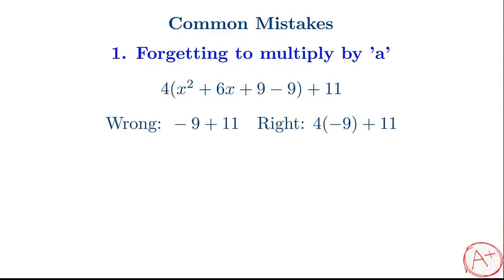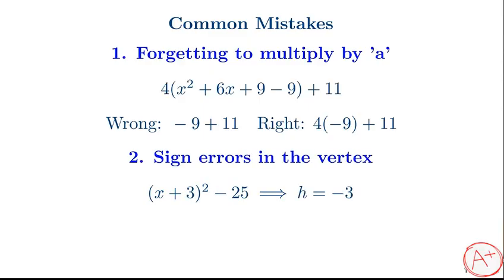Remember that the formula is x minus h. If your bracket is x plus 3, the x-coordinate of your vertex is actually negative 3. A common mistake is stating the vertex as 3, negative 25, instead of negative 3, negative 25.